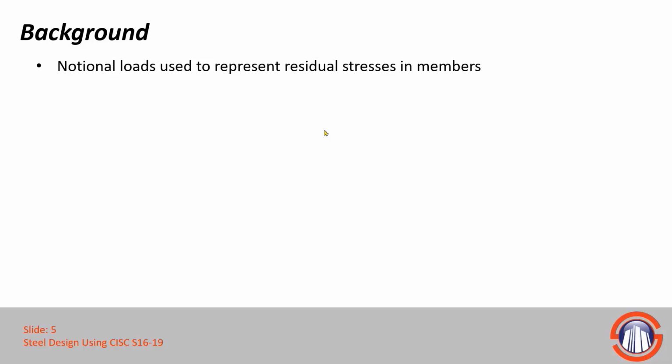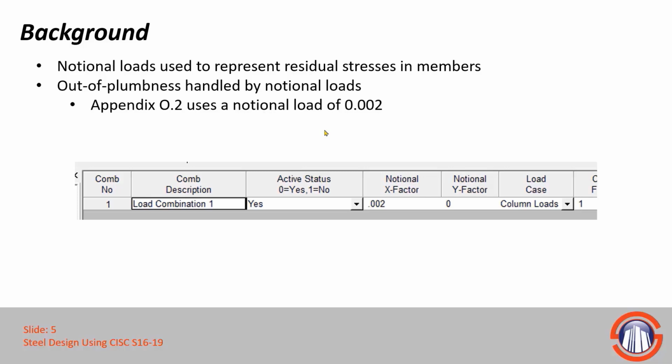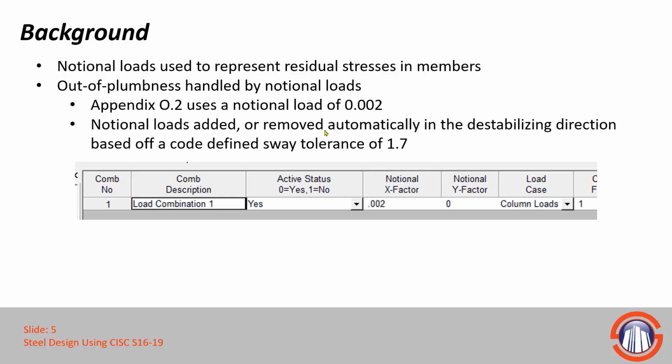So we use notional loads that are used to represent the residual stresses in the members, as well as out-of-plumbness. And in the Appendix O.2, it uses notional load factor of 0.2% or 0.002. And these notional loads are actually added or removed automatically by S-Steel, S-frame, in the destabilizing direction based off of the code-defined sway tolerance of 1.7.